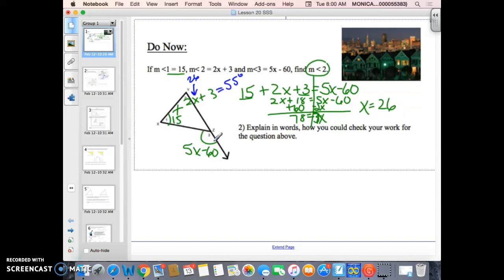Explain in words how you could check your work. Well, I could do 55 plus 15, which is, let's see, 65, 70. And then I could prove that by going ahead and plugging in 26 there, subtracting 60, and seeing if I also get 70. So that's kind of how the explanation should look in your own words.